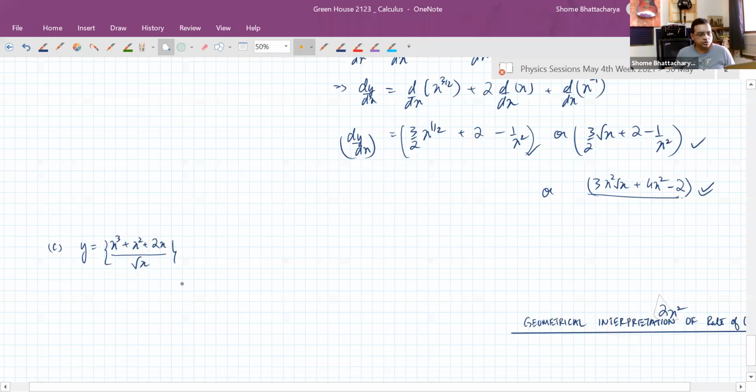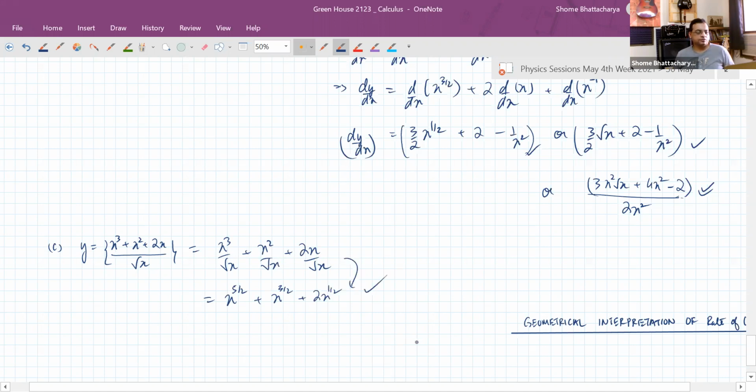Okay, so let's come to this. First what we'll have to do is reduce this. So x cube upon root x plus x square upon root x plus 2x upon root x. This will become x to the power 3 minus half, so that will become 5 by 2. This will become x to the power 2 minus half, so 3 by 2, plus x to the power 1 minus half. I hope this step is clear to all of you.